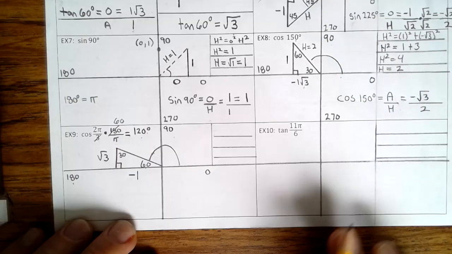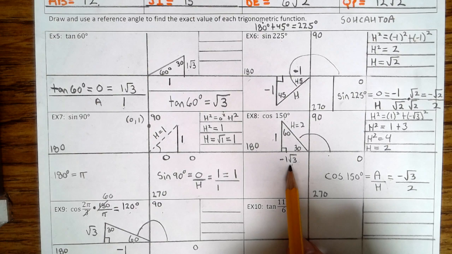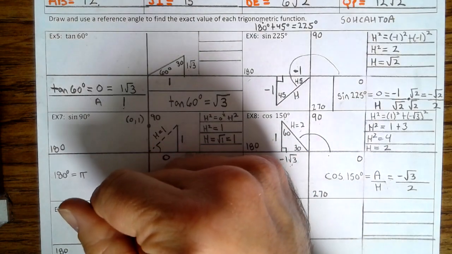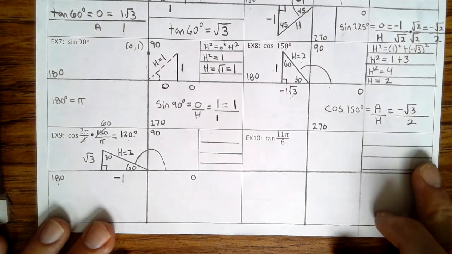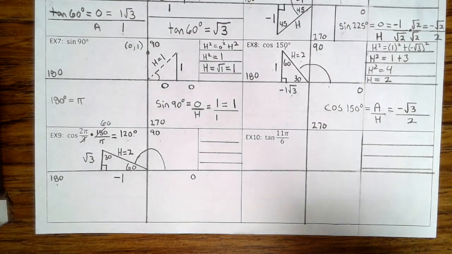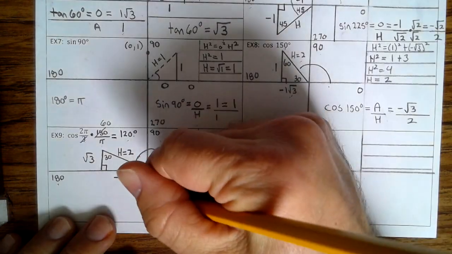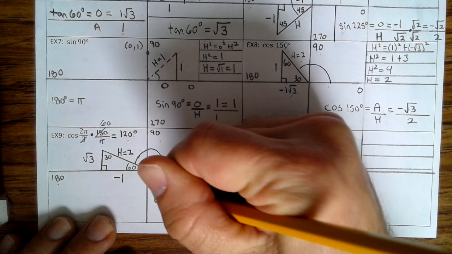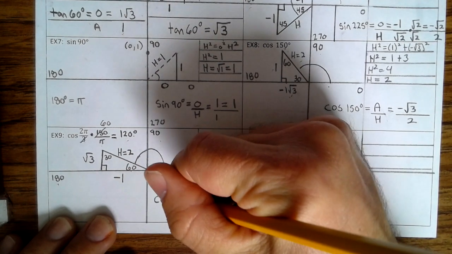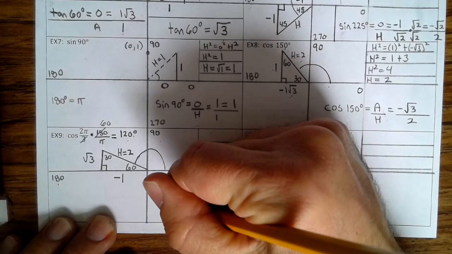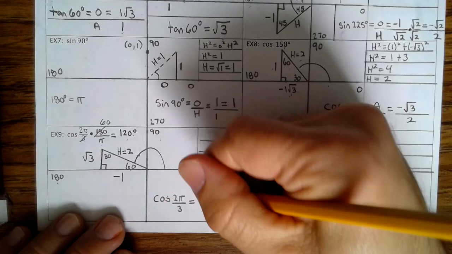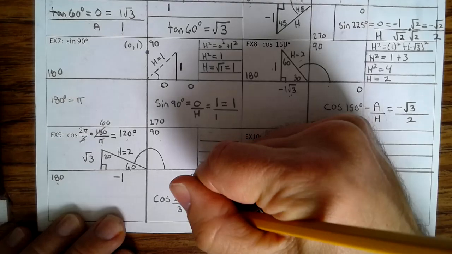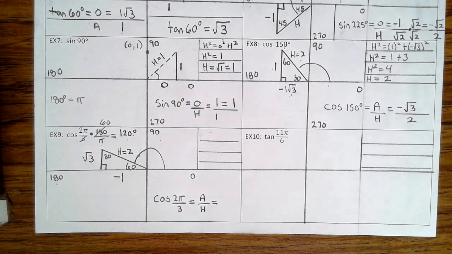Okay, so now we know cosine of 2 pi divided by 3 is adjacent divided by hypotenuse, which equals, well, adjacent is negative 1, hypotenuse is 2.